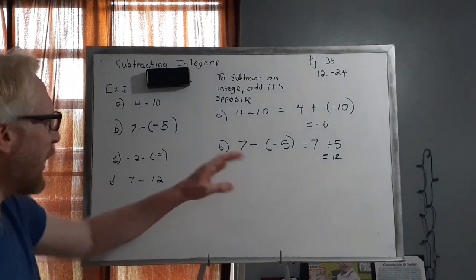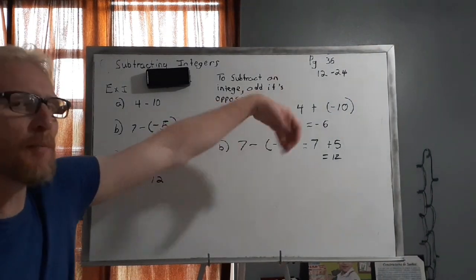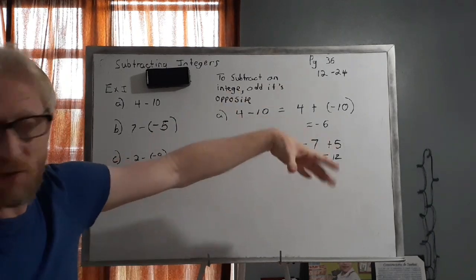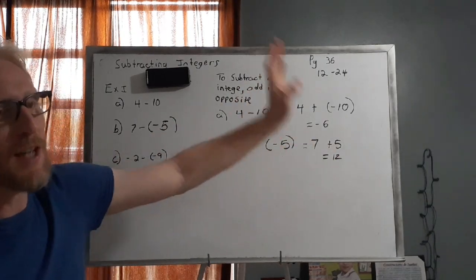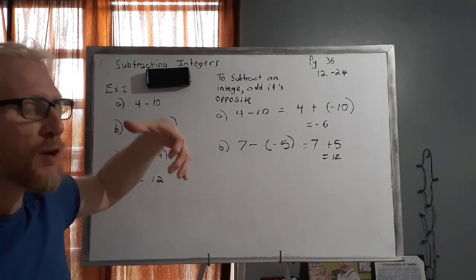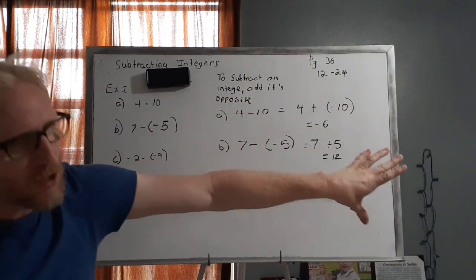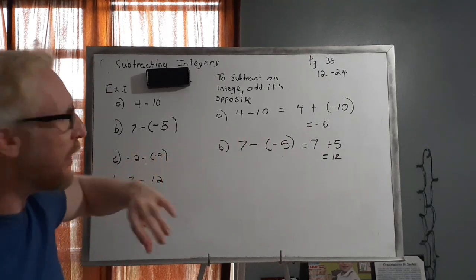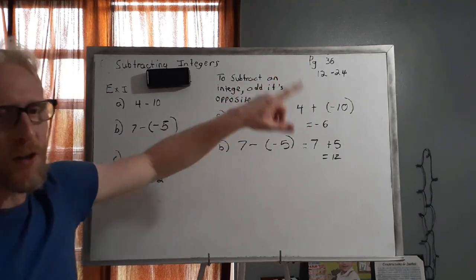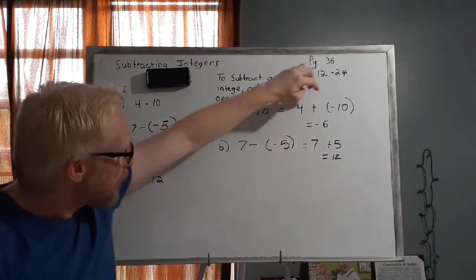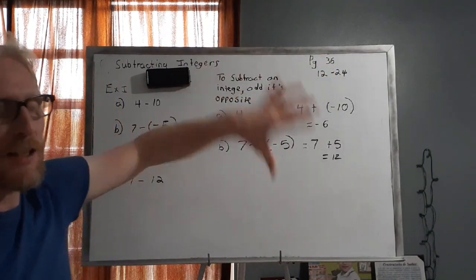So see, we're adding the opposite of the other number. The opposite of -5 is positive 5, and the opposite of subtracting is adding. So whenever we're subtracting an integer, we're always going to add the opposite. That means the minus sign is always turned into a plus sign and the number into its opposite. So if the number is positive 10, like it was in the first example, it turns into -10 because we're adding the opposite.